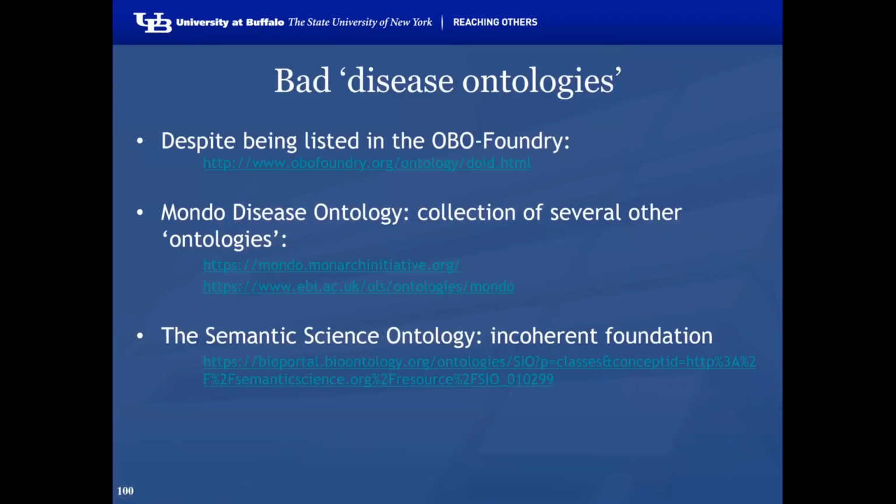There are a couple of bad disease ontologies, despite being listed in the OBO Foundry, like the DOID, for instance, is bad. Mondo, I mean, it's a classification. Okay, it's not an ontology. Semantic science ontology is a completely incoherent foundation. You find them referenced several times. My advice is really don't use them, because they do not have any good foundations. And that's what I wanted to say.